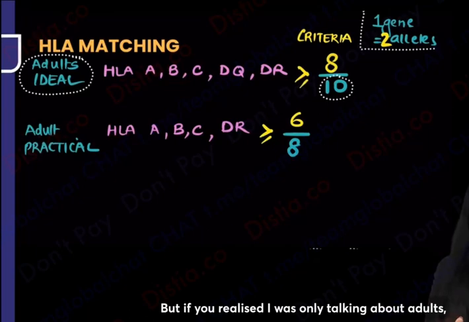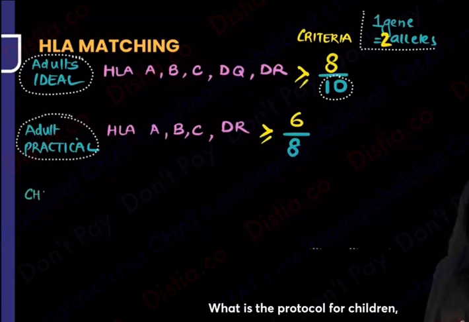But if you realized, I was only talking about adults. What about children? What is the protocol for children if a transplant has to be done?